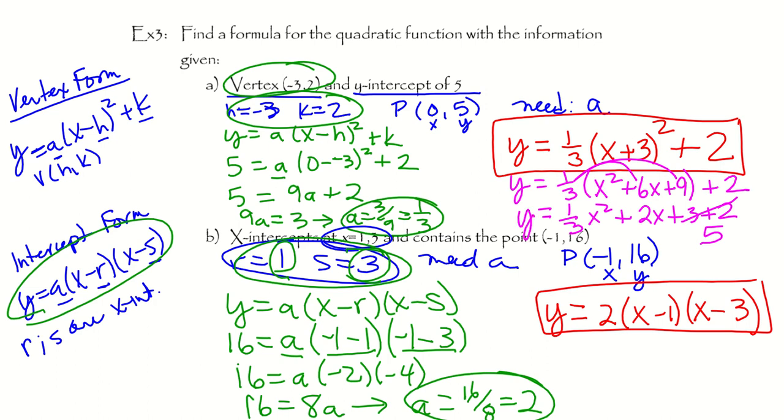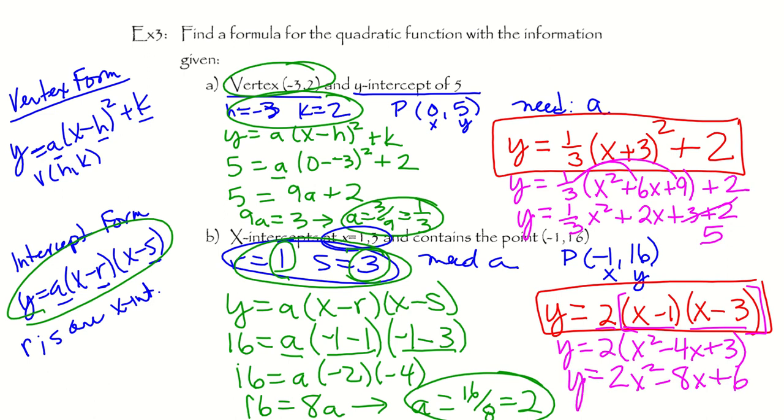On this lower one, I've got 3 things to multiply, the 2, this group, and this group. It's usually easier if you multiply your binomials together and then distribute the 2. So this gives me x squared minus 4x plus 3. Distribute the 2 and we get 2x squared minus 8x plus 6. And then I have standard form. So if all you're asked to write is an equation, then either one of these forms, vertex or intercept form, is fine. But if specifically you need a function in standard form, you would need to simplify.